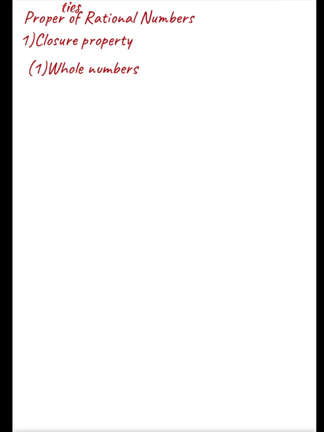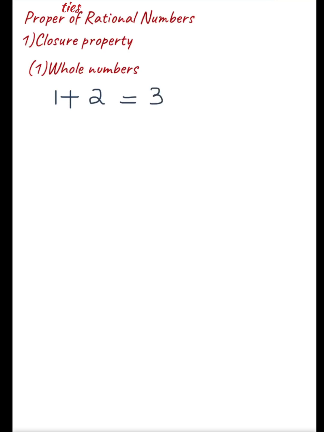Let's see it in the case of addition. Let's see whether the whole numbers are closed under addition or not. For the case of addition, you have to take any two whole numbers. Now we are seeing the closure property for whole numbers. Suppose I am taking the whole number 1 and adding it with any other whole number, suppose 2. Then what will be the answer? 1 plus 2 is 3.